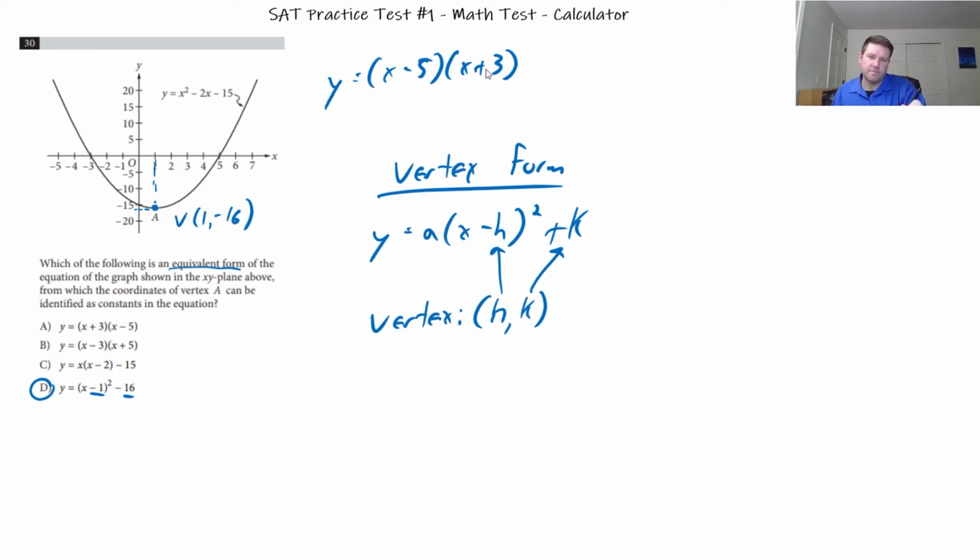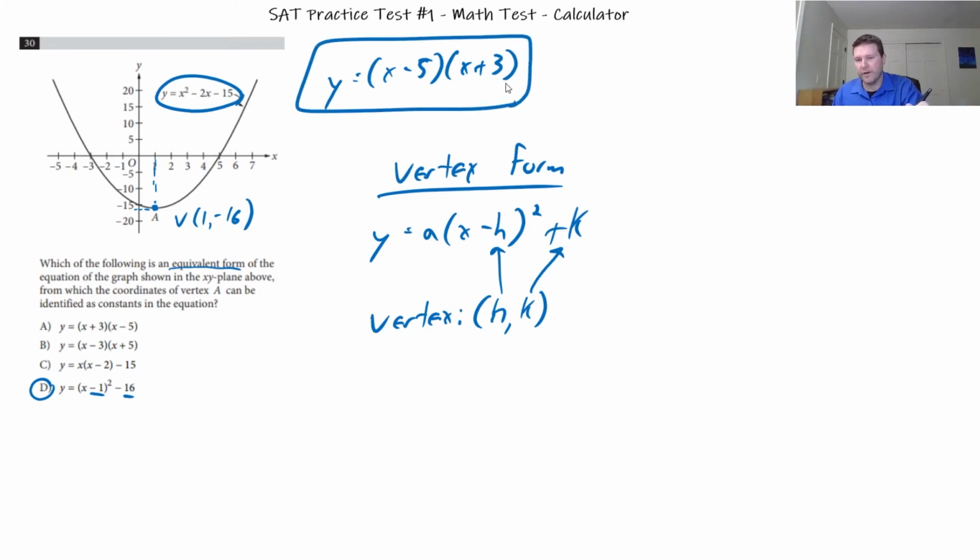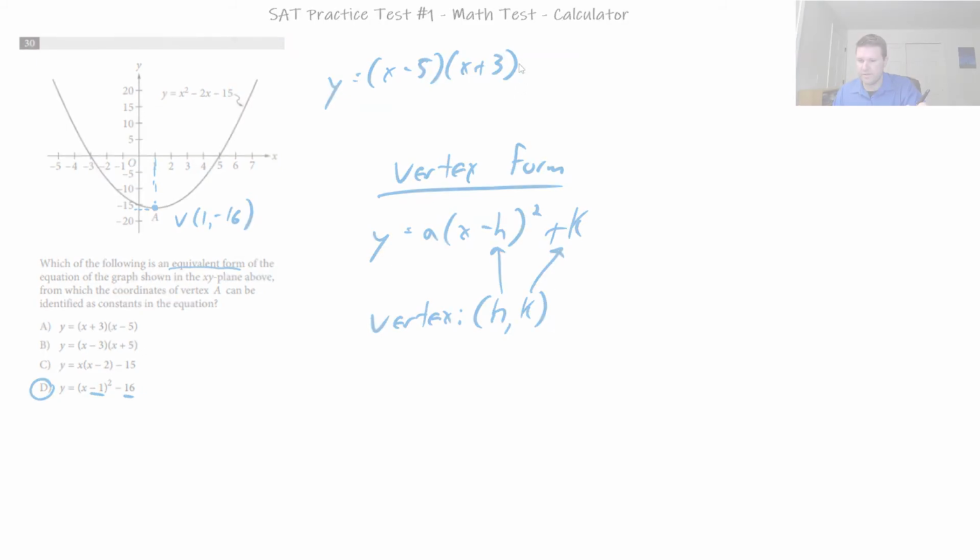And there have been questions in the past, on a test that's no longer in this edition of the book, where another problem asked for a version of this. It was in standard form like this, where the zeros or the x-intercepts would be visible as constants. And in that case, this would have been your guy, okay? But not so for this one, because we wanted the vertex.